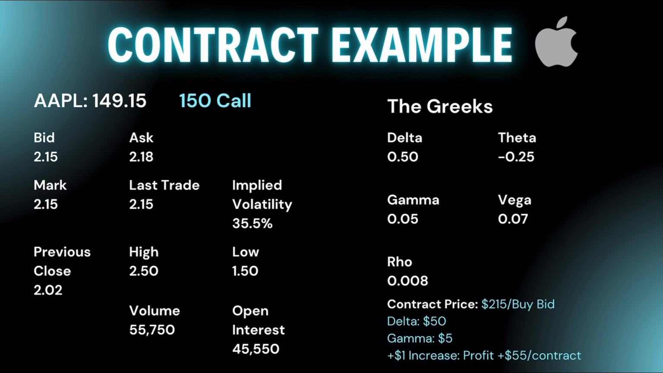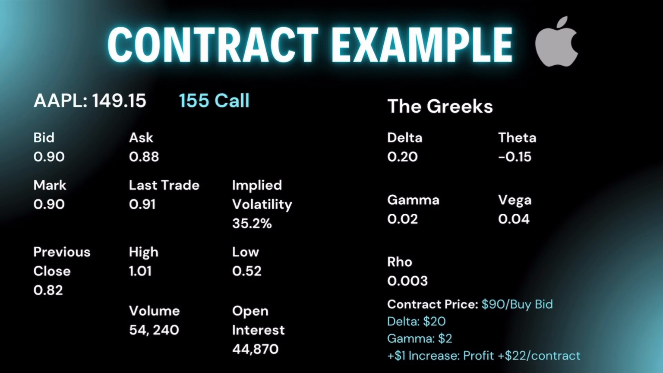But keep in mind where the theta is for this 150 call. You would stand to lose $25 per day if you were to swing trade this contract overnight. And again, that would essentially depreciate each and every day that you hold the contract. So let's look at an example for a 155 call. Okay, so with this example, we see things are varied quite differently.